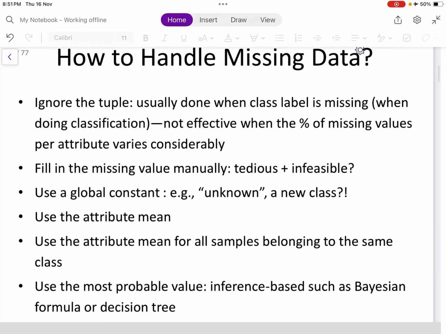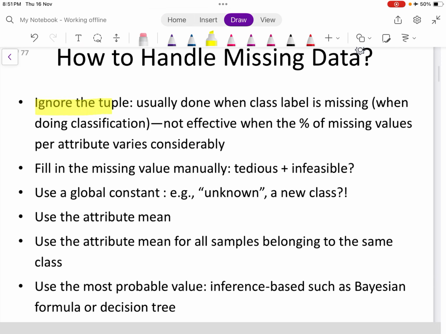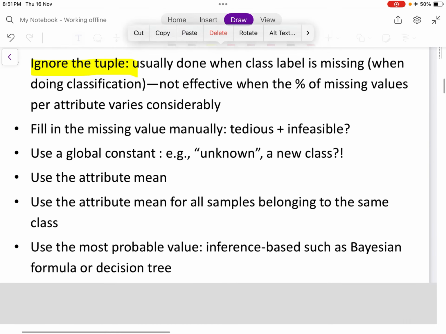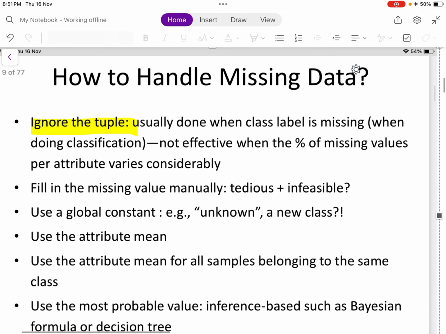How can you handle the missing data? First is to ignore the tuple. Ignore the income tuple in the sales data of a customer. This is usually done when the class label is missing, when doing classification. It is not effective when the percentage of missing values per attribute varies considerably.